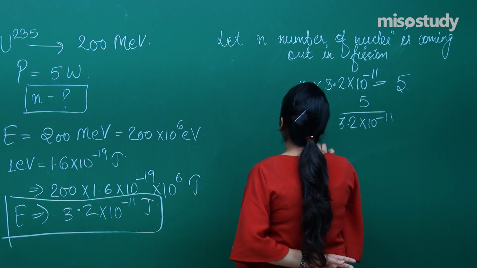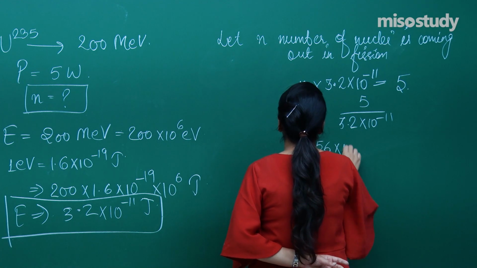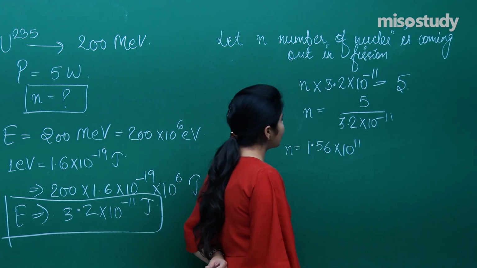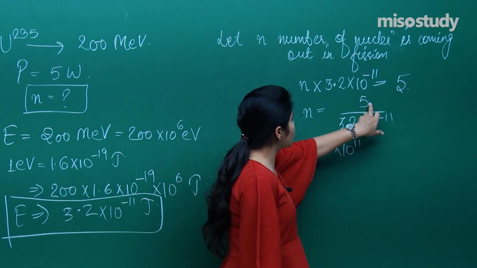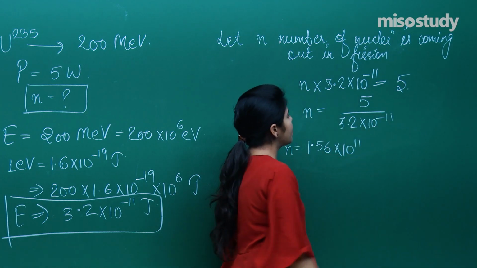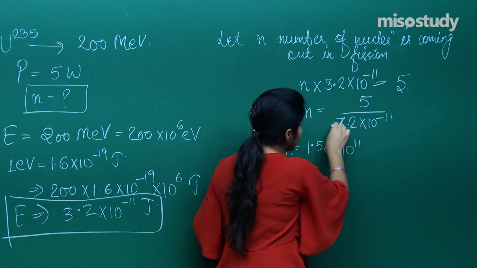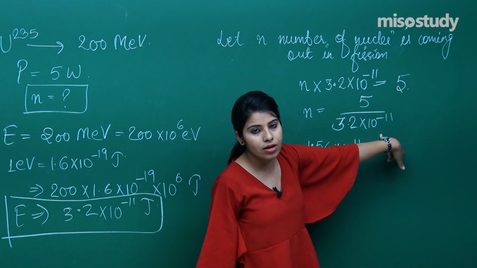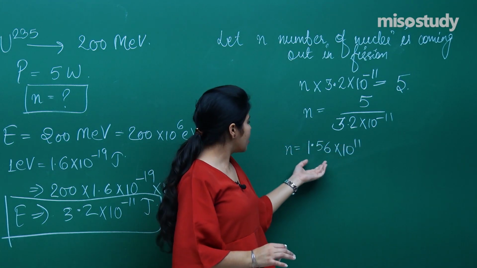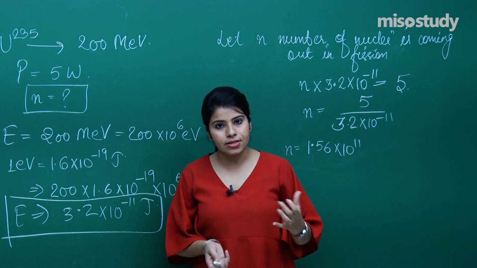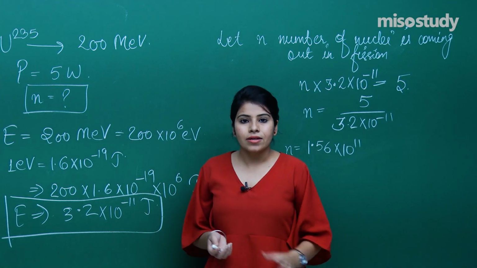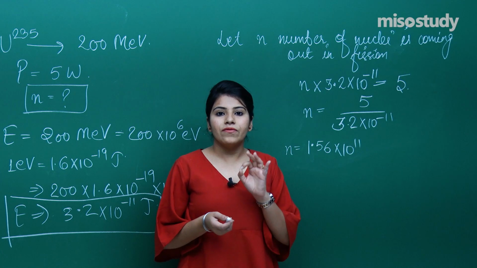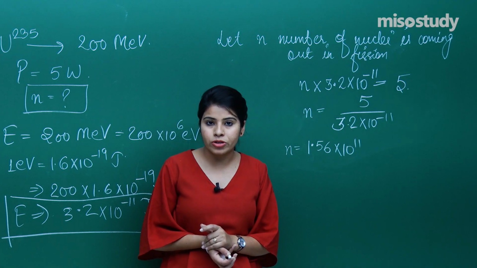And so if you divide this 5 by 3.2, your value will come out to be 1.56 into 10 raised to the power 11. Now we have our number of nuclei as this. Let me just see what values have been given in the options.